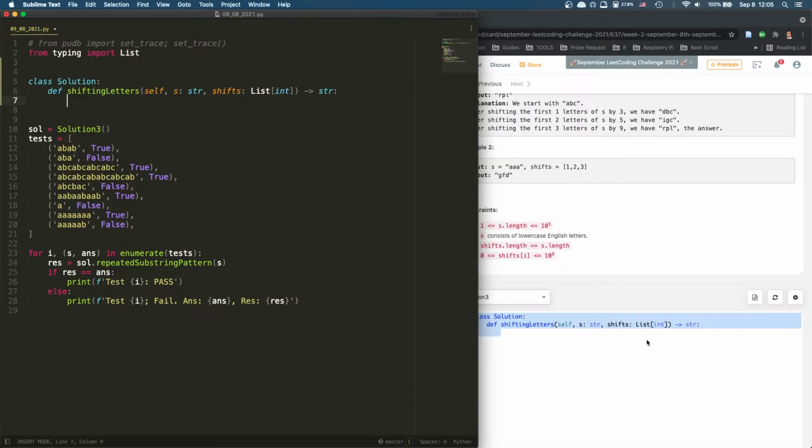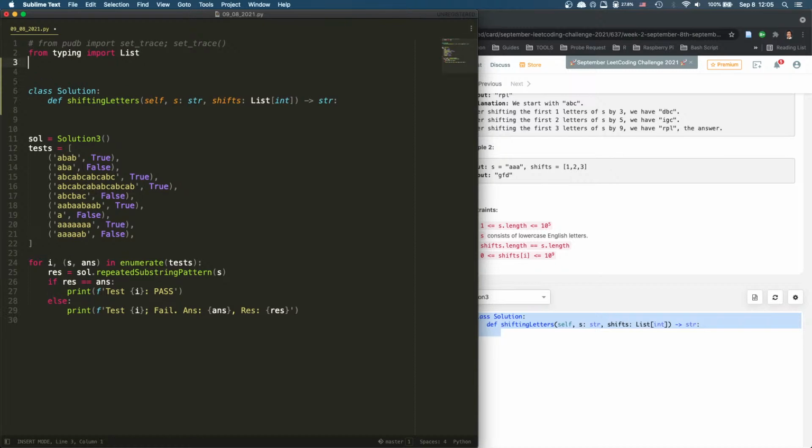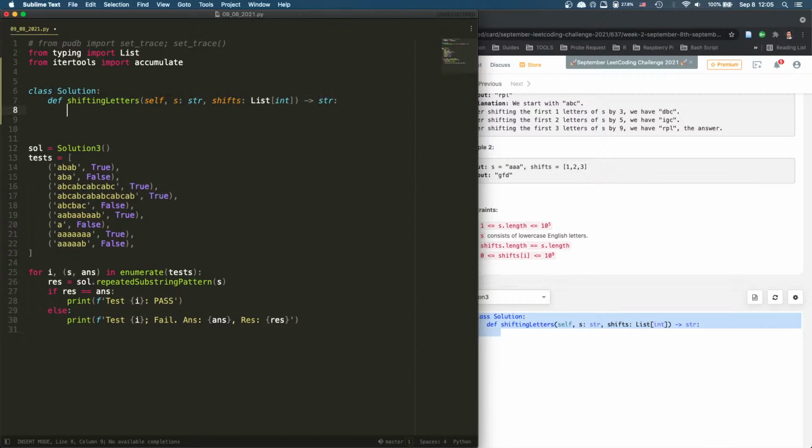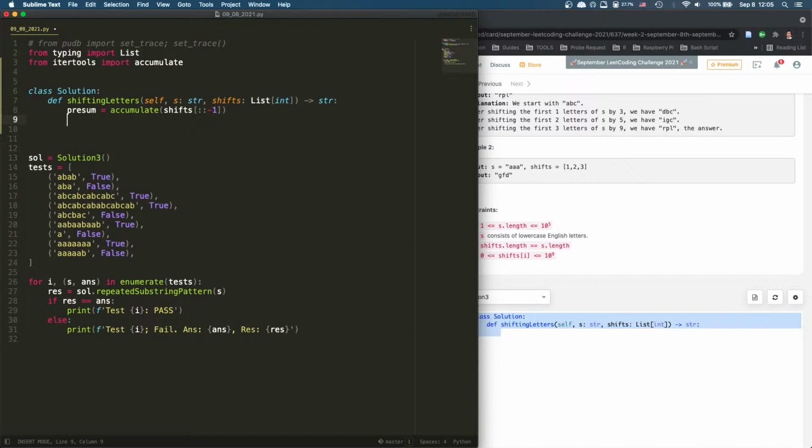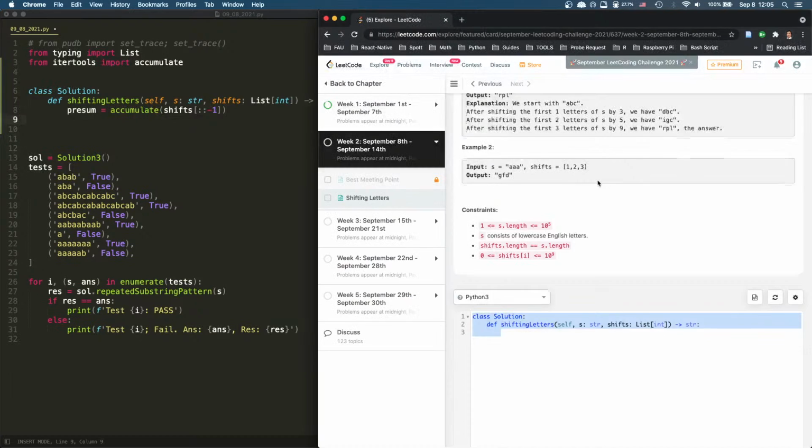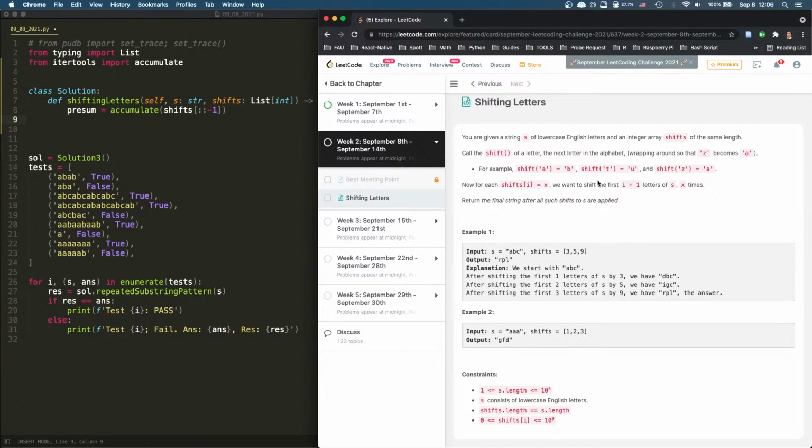So first we're gonna reverse the shifts and we accumulate. So from itertools import accumulate, right? So we're gonna say presum equals accumulate shifts. We're gonna reverse it. Oh, we don't even need to turn that into a list. We don't need to. So all we need to do now is, what do we do now?